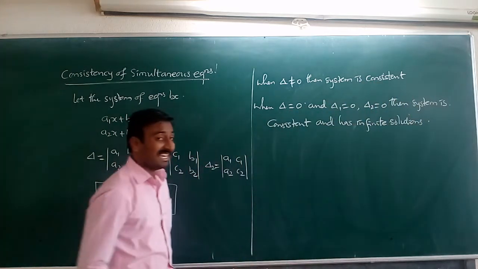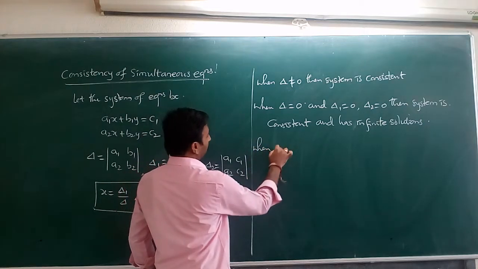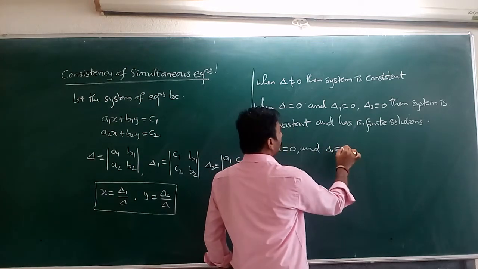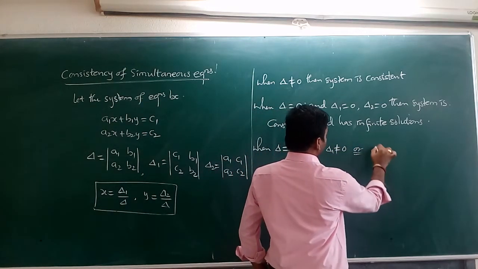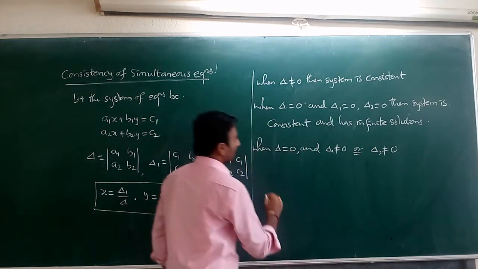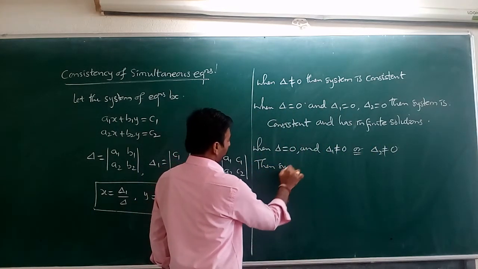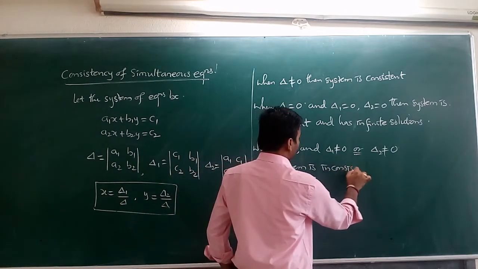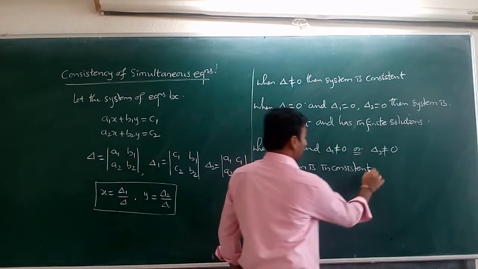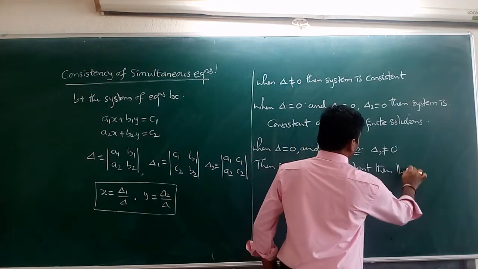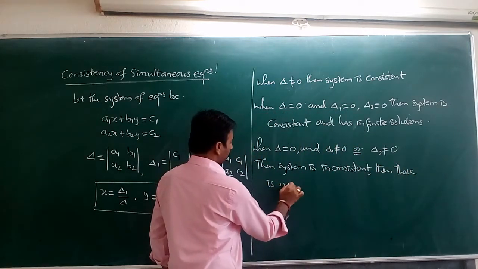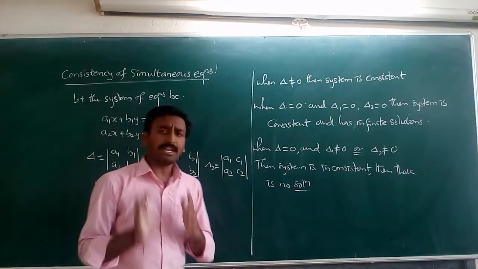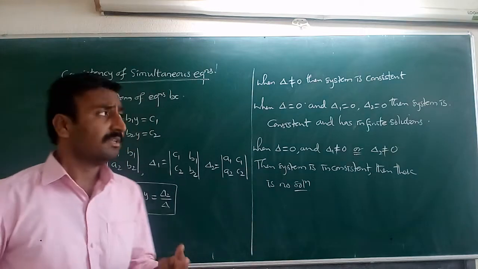Correct. Now the last case is when delta is 0, whereas delta 1 is non-zero or else delta 2 is non-zero, then the system is inconsistent. Then there is no solution. See, it is very simple. Every year, if you remember, only these three very important notes.